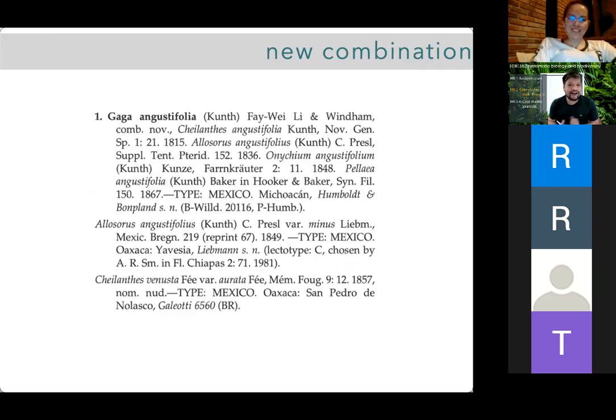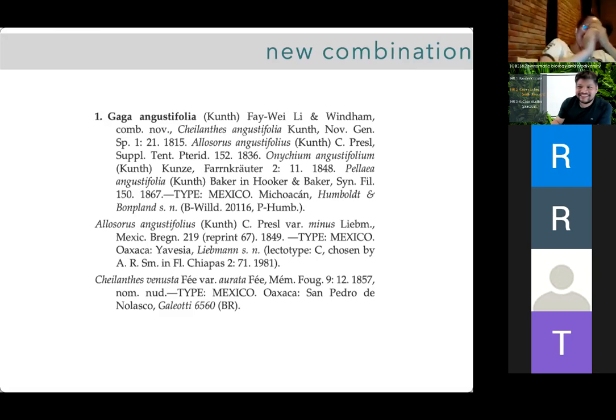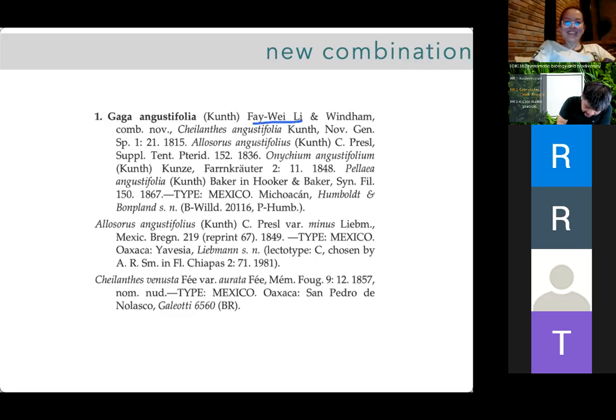So anyhow, all right, let's look at another, more complicated case here. So this is Gaga angustifolia. Angus means big. Oh yeah, never mind, inside joke. Okay, so angus means big, folia means leaf. And this one is a new combination again by Fairville and Windham. This new combination, and the basionym is here. So this one is the basionym. It's by Kunze. So Kunze is probably a German guy.